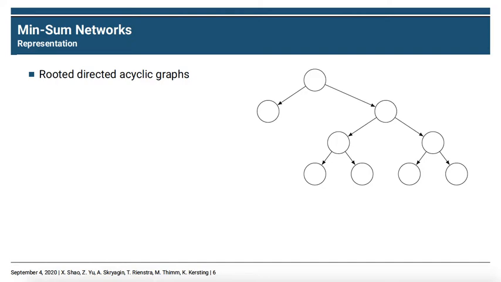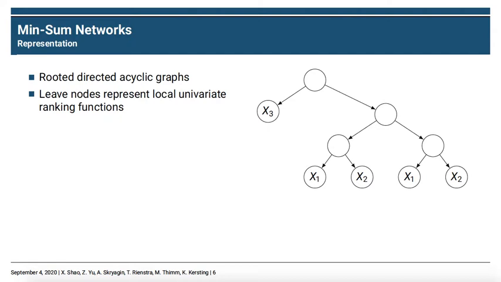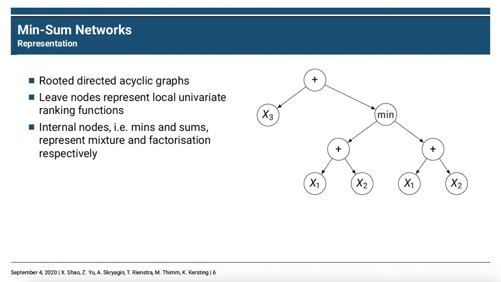So MSNs are, first of all, also a rooted directed acyclic graph. The leaf nodes represent local univariate ranking functions. The parametric form of these univariate ranking functions will be clarified further later. So the internal nodes are min nodes and sum nodes. Min nodes represent mixture, and sum nodes represent factorization.